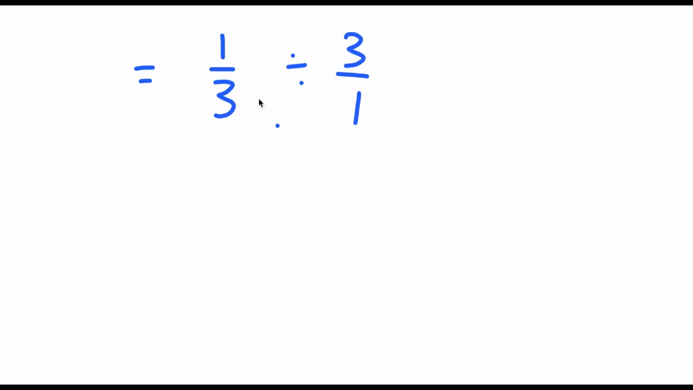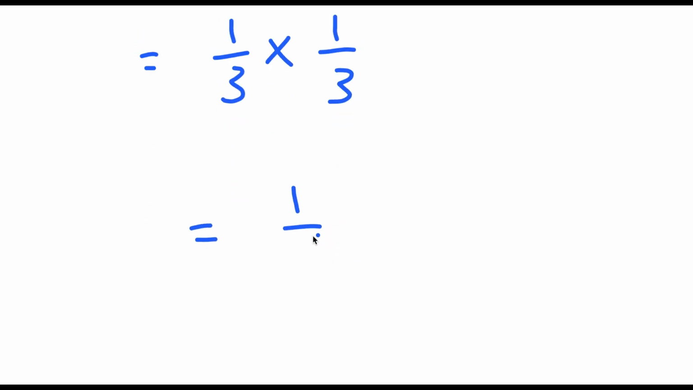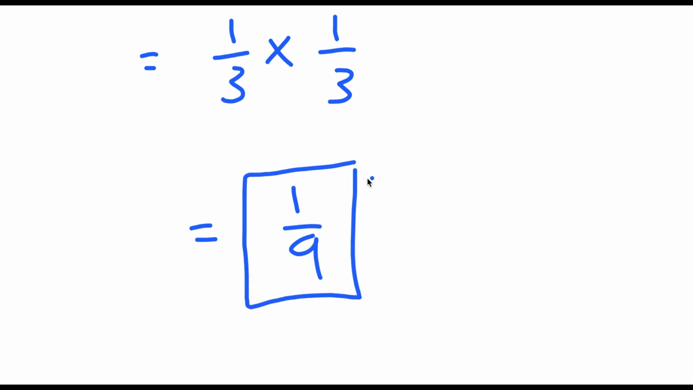And now, whenever I'm dividing fractions, it's the same thing as multiplying by the reciprocal. So 1 over 3 divided by 3 over 1 is the same thing as 1 over 3 times 1 over 3, which is equal to 1 over 9. Meaning, my answer to this problem is 1 over 9.